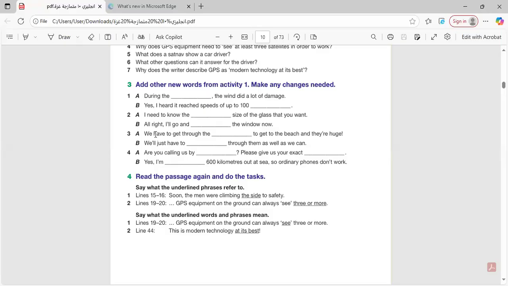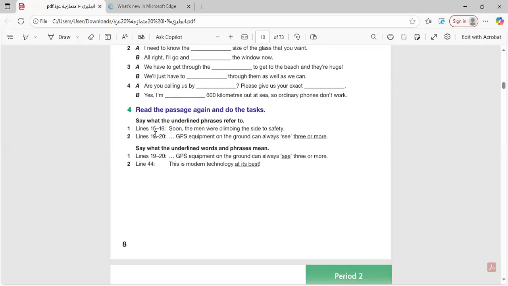Yes, I am nearly 600 kilometers out at sea, so ordinary phones don't work. Read the passage again and do the tasks. Let's see. Say what the underlined phrases refer to.